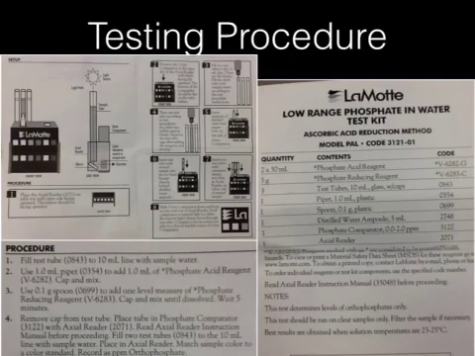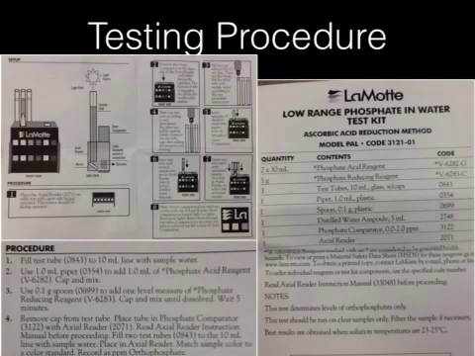Our testing procedure. On the right side, you can see all the materials needed for this procedure, and on the left bottom would be the procedure. The first step of the procedure is that you must fill a test tube to the 10 milliliter line with the sample water that you are testing.